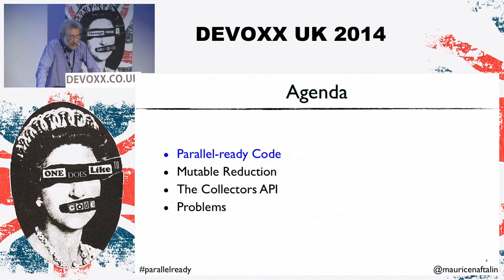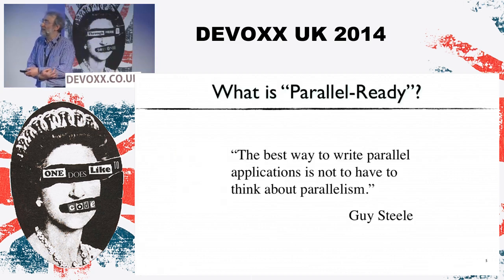Parallel ready is a term that I introduced in the book. It's not actually my original; I didn't invent the term. It was Brian Goetz who suggested it. The idea comes from quite a long way back, and particularly from a fairly famous talk that Guy Steele gave some time ago, where the title of the talk was "How to Think About Parallel Programming: Not!"